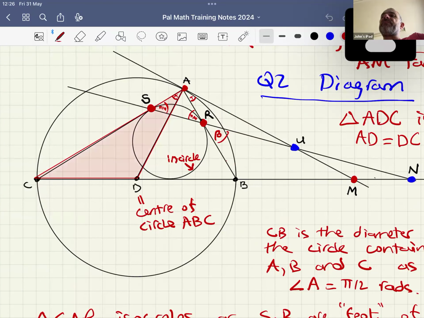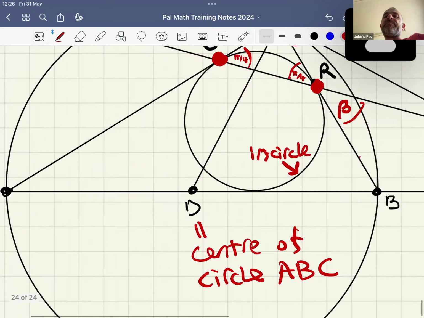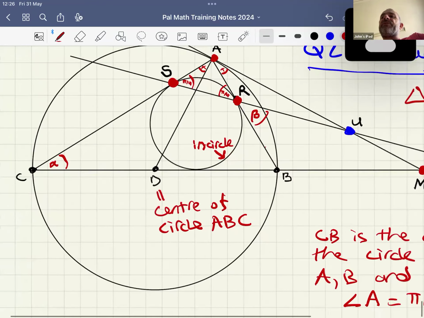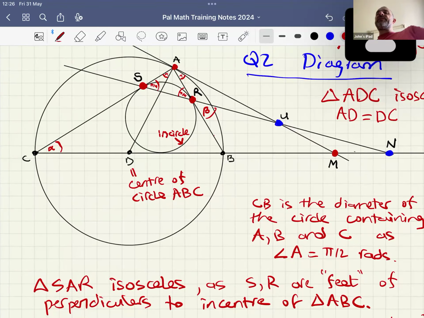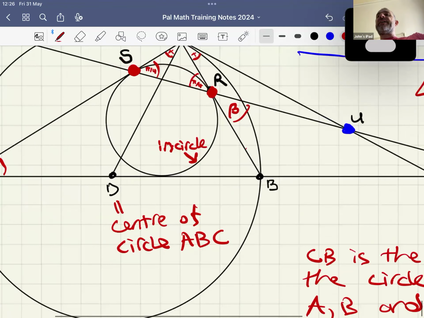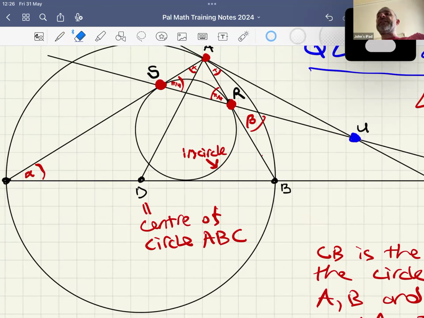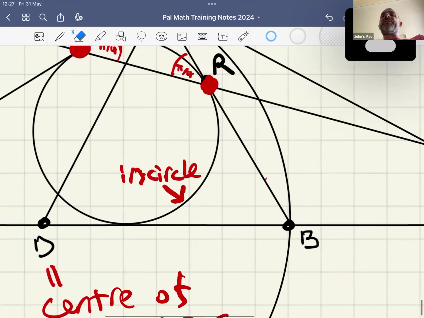ADC. So we can put in an alpha over here. Okay, so now we've got a load of angles in our diagram. We've got the angle alpha, which we don't know what it is, but we also have this angle beta, which it turns out is pi over 4, or 45 degrees.